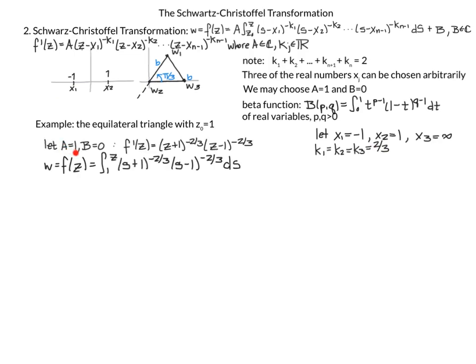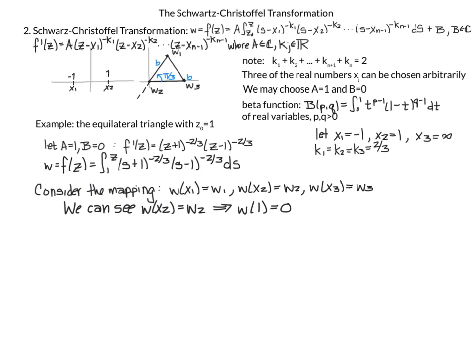We're going to let a1 equal to 1, b equal to 0. That now gives us f prime of z equal to (z minus our -1, so z plus 1) to the minus 2/3, and then (z minus 1) to the minus 2/3. So this is our f prime of z. So w is going to be equal to, somewhere I had that z naught is equal to 1, the integral from 1 to z of (s plus 1) to the minus 2/3 times (s minus 1) to the minus 2/3 ds.